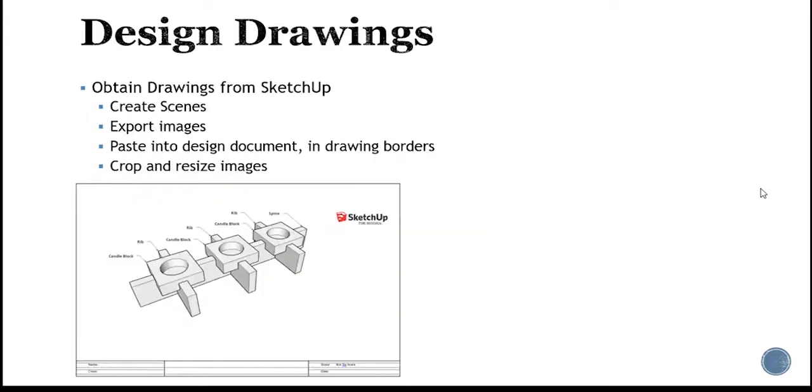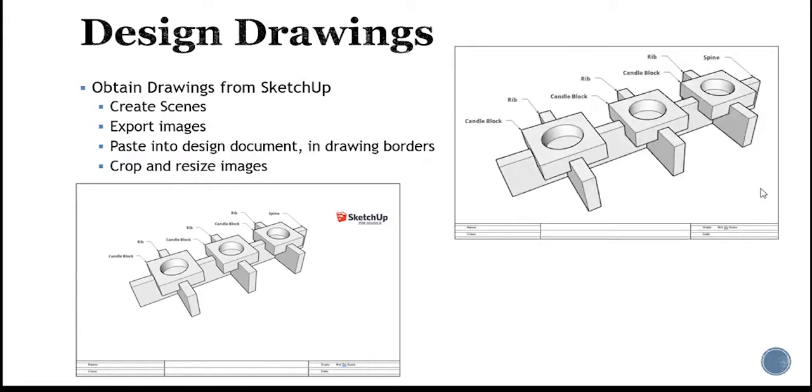We then move on to the design drawings, and as I said, I'm not going to go into the modeling process for SketchUp, that's a subject for different videos, but basically once you've done your model, we want to obtain drawings from SketchUp, and the idea is that you're going to create a scene for every drawing that you want to export. We're then going to paste the exported document into the design document within the drawing board as provided, and then we're going to crop and resize, and the example below is with it pasted into a drawing border. But then we move on to what it might look like if you cropped and resized to get rid of the SketchUp logo and to fill the space available.